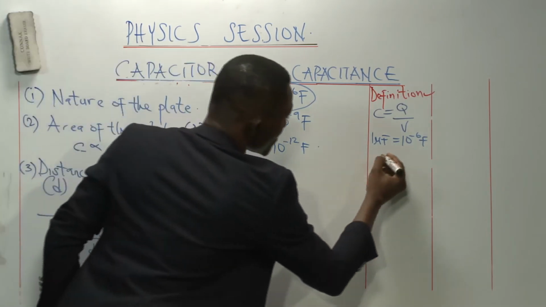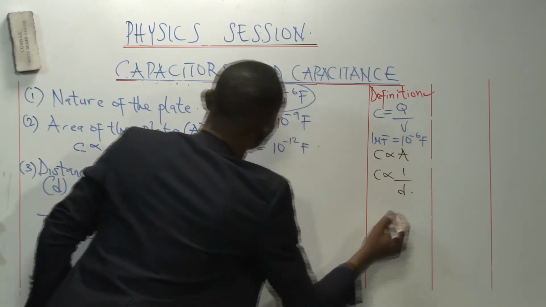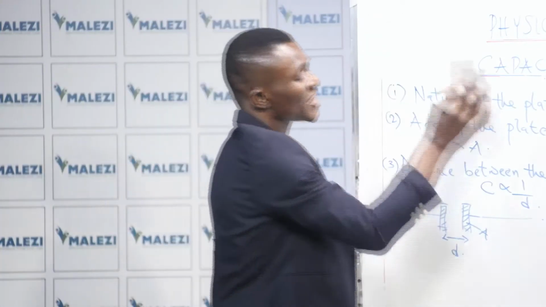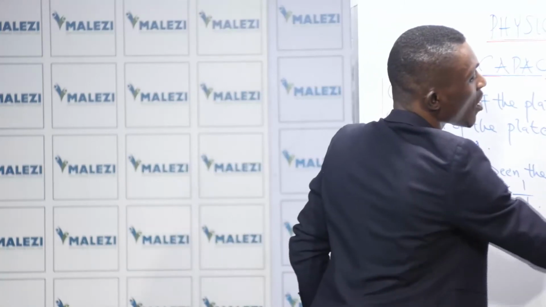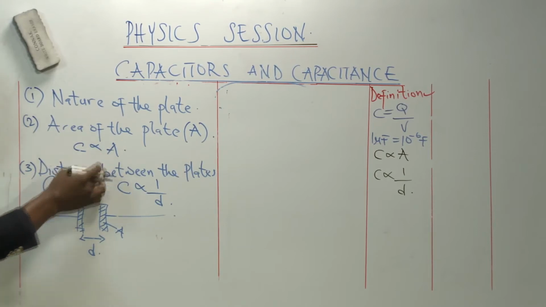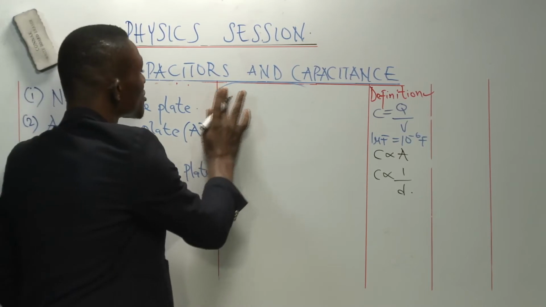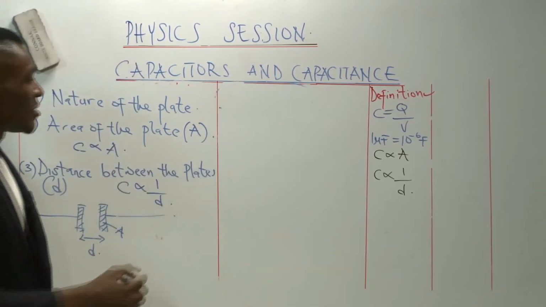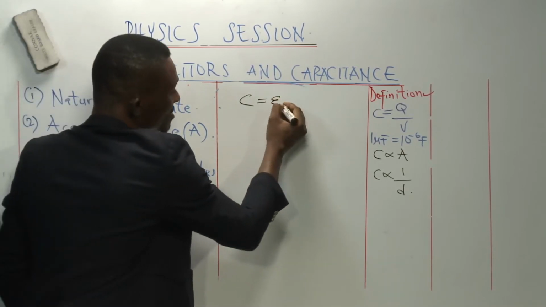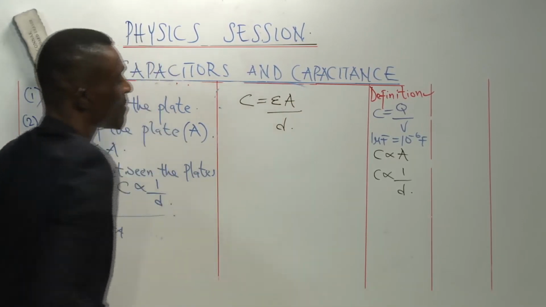So I said that C is proportional to A, and C is inversely proportional to D. When we combine all these parameters together, we say that C is proportional to A and C is inversely proportional to D. It now brings us to an important formula, which says that the capacitance is equal to the permittivity of the material times A divided by D.